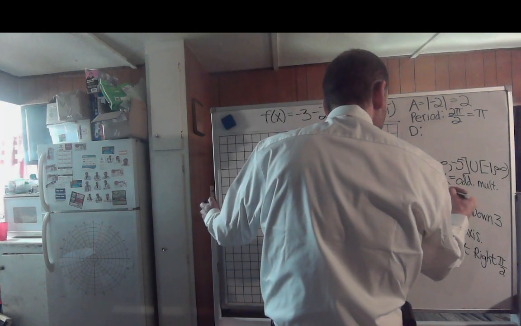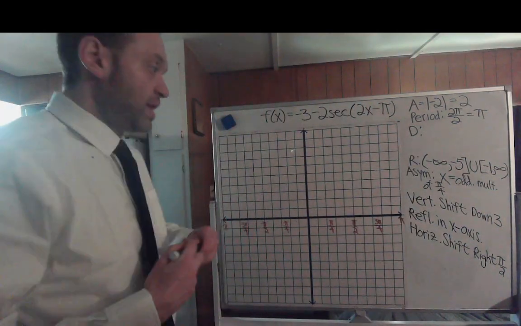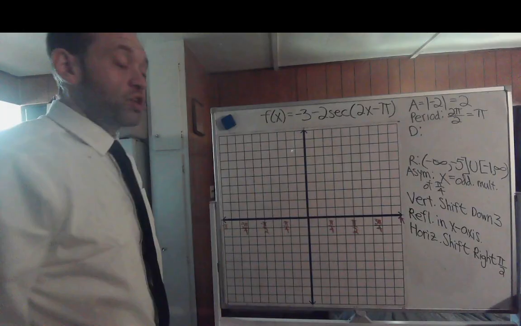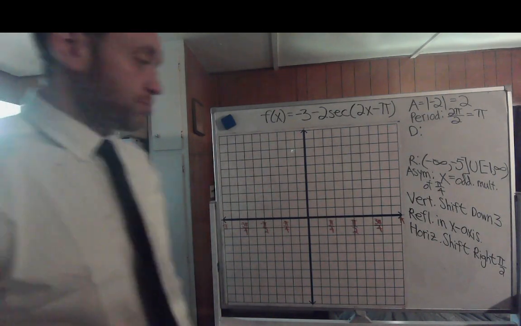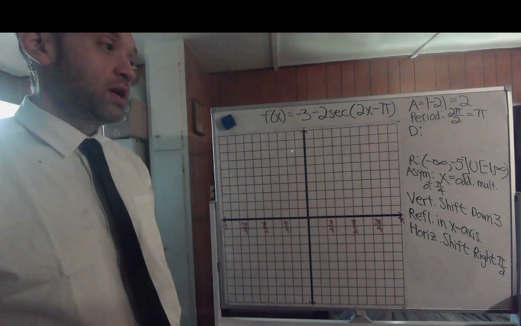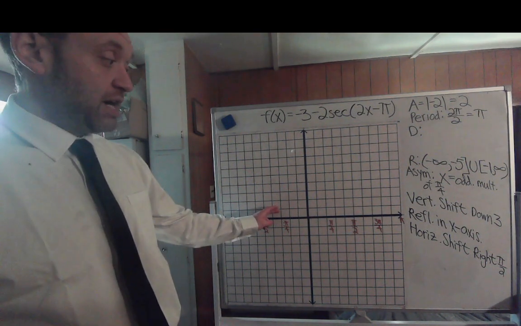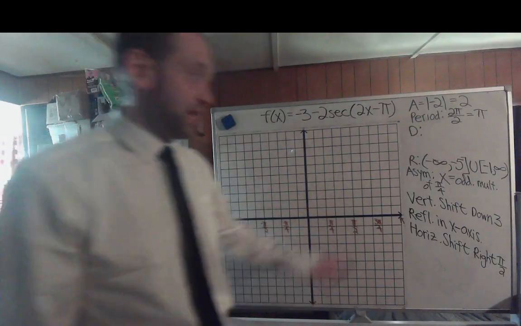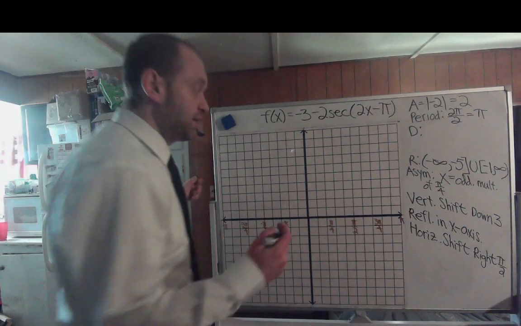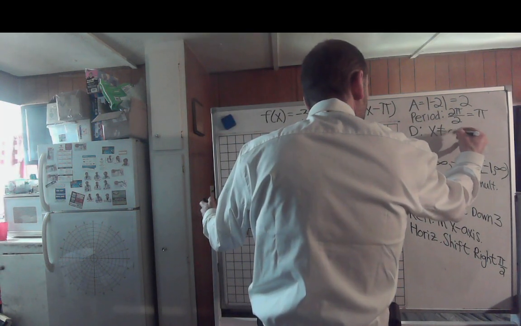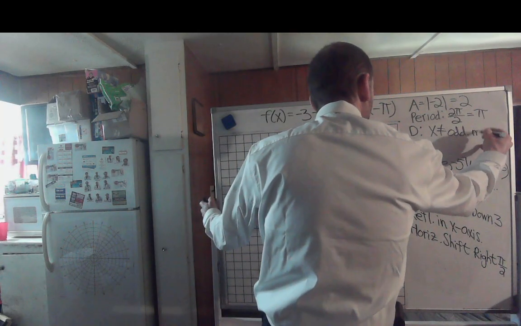But we're not done yet. We also have the horizontal shift right, pi over 2. Good news for us though, if we add pi over 2 to that pi over 4, we get 3 pi over 4. If we add it to negative pi over 4, you get positive pi over 4. So actually, this is staying the same asymptote-wise, which means your domain is going to be x is not equal to odd multiples of pi over 4.